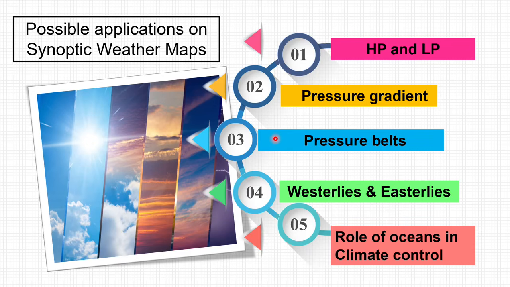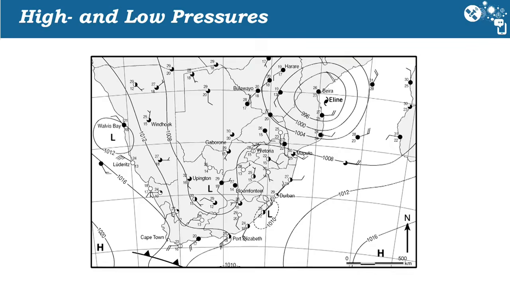We also studied the various pressure belts of the world. We looked at different major wind belts, especially the westerly winds and the easterly winds. There were more than that. There were 3, but these were the 2 main ones that we looked at. And then we also looked at the role of the oceans in controlling climate. And I'm now going to look at how we can identify all these topics on a synoptic weather map, how we can be tested on all 5 of these topics on a synoptic weather map. Right. Let's start with high and low pressure cells.